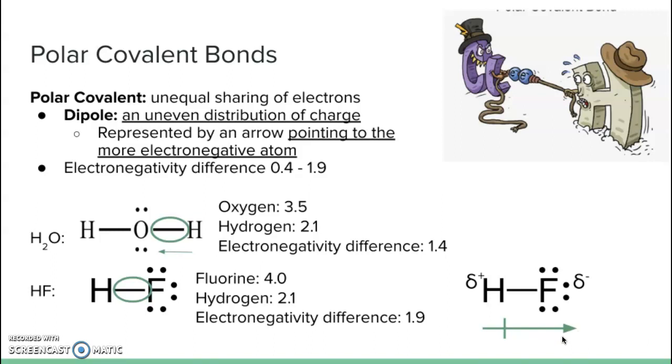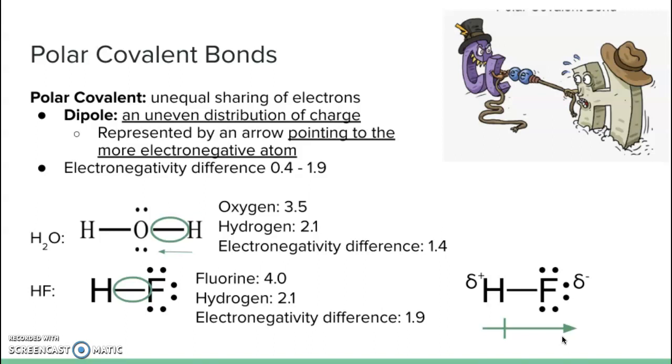And in your notes, you guys have a graphical representation or an actual representation of this, HF, showing that F has a lot more electrons and is bigger than my H in my bond because of that unequal distribution, all right?